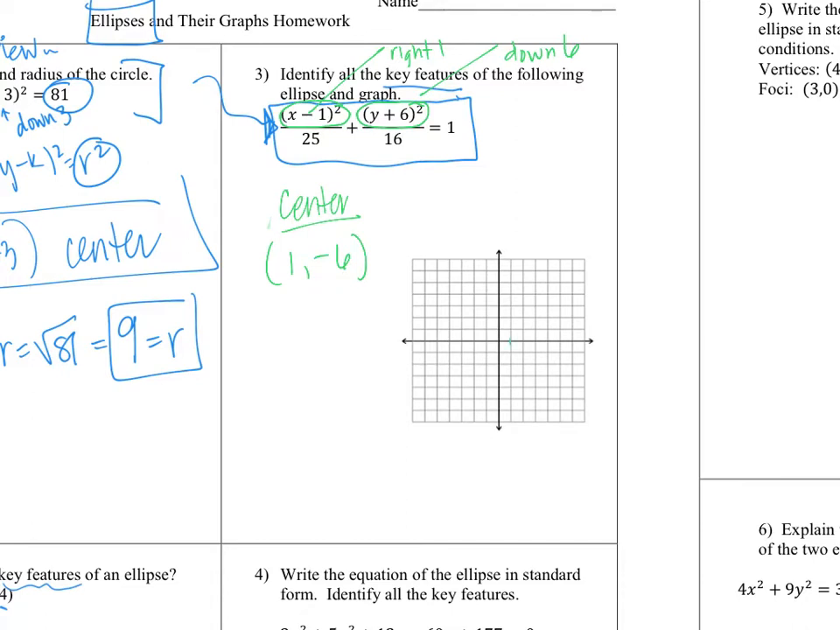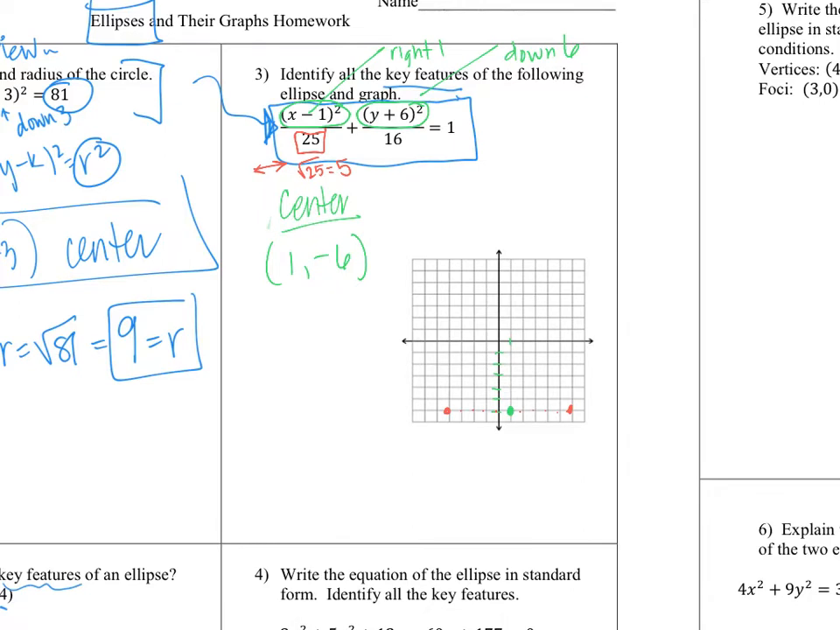So I'm going to sketch that, (1, negative 6). And so we have our center here. My graph's probably a little too small for this. All right, let's see what else we know. The number underneath the x is how much we go left and right, and it's the square root of that number. So the square root of 25 is 5. So 1, 2, 3, 4, 5. 1, 2, 3, 4, 5.